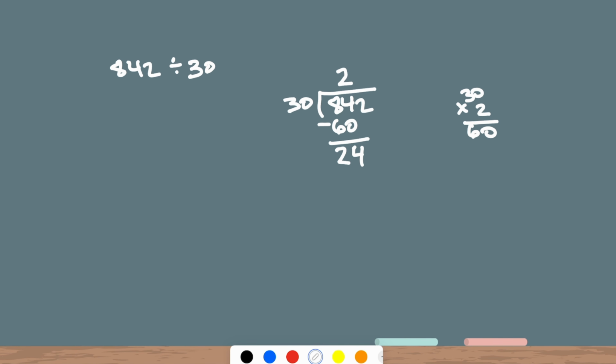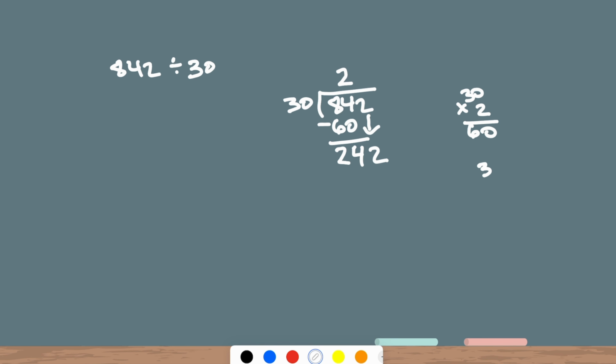Okay, so now we're going to take 24, and we can't take the 24 divided by 30, so we're going to drop this 2 down. Okay, so we're going to bring down the 2. Okay, so now we're going to take 242 divided by 30. So what I like to do is, again, take the first 2 digits, which is the 24, divided by the 3, and have a number in mind where you're starting off. So if we take 3 times 8, that's 24. So I'm going to start with 8.